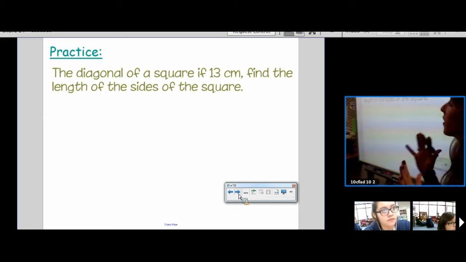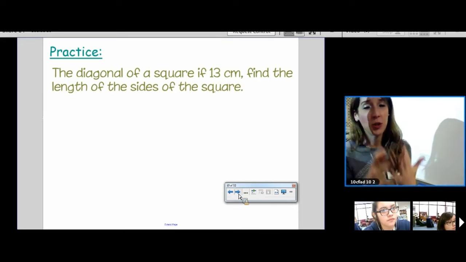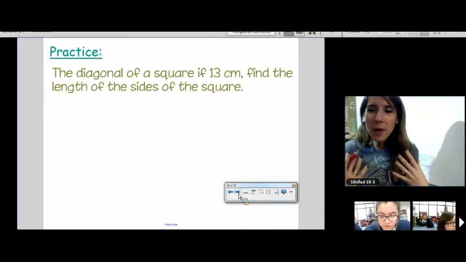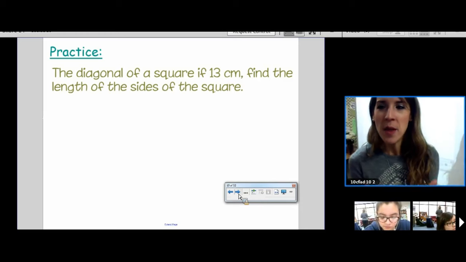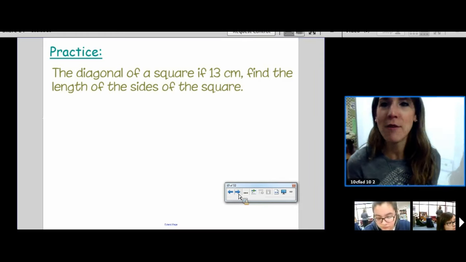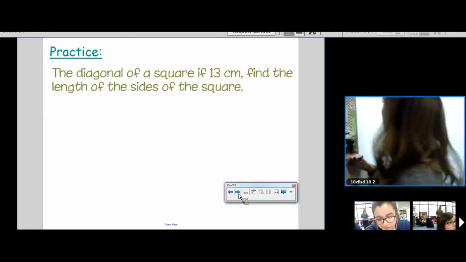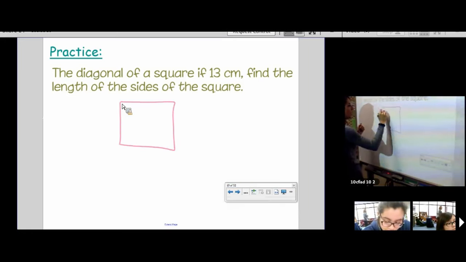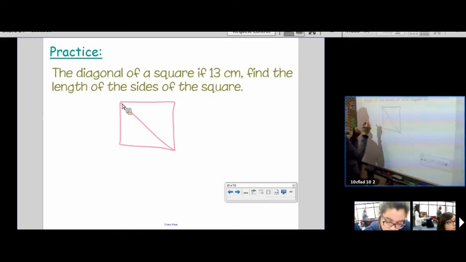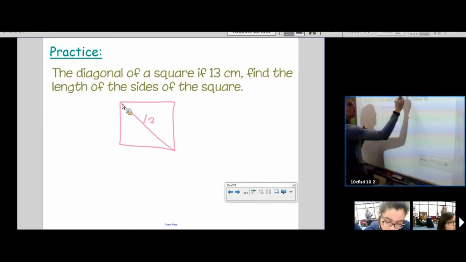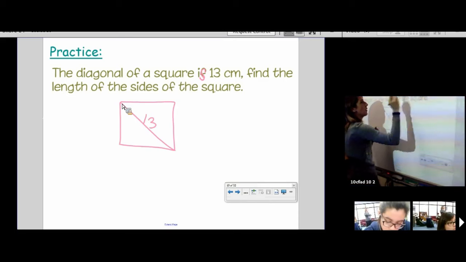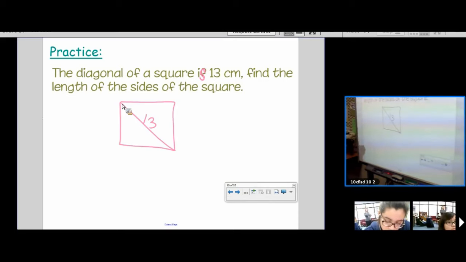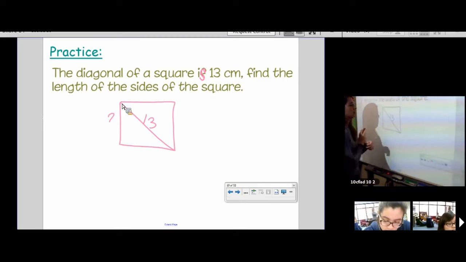Okay, now, I'm not going to lie to you. We're going to learn a shortcut for this next week. But I want you to know where that shortcut comes from. I want you to know how long it would be if we didn't have the shortcut. So let's solve this one the long way. Hopefully you drew a diagram. The diagonal of a square, oh, that's a typo, is 13 centimeters. Find the length of the sides of the square.